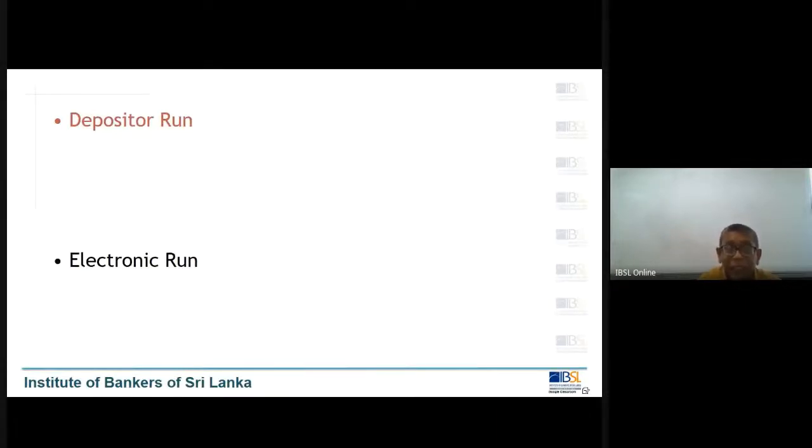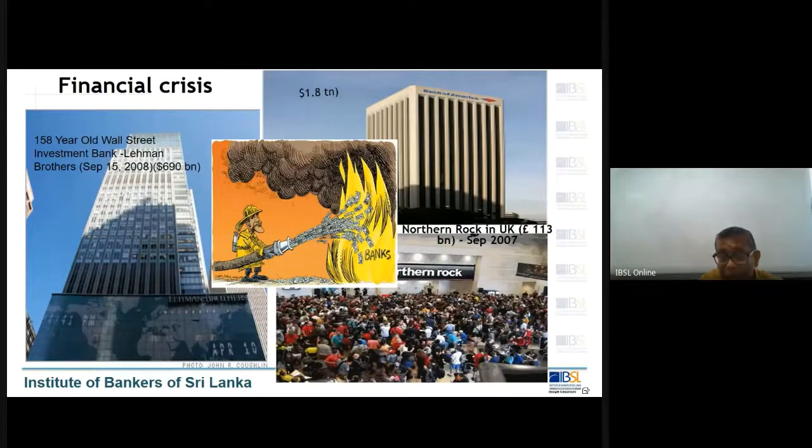We are going to learn the first two fundamental jargon terms about banking. One is depositor run, the other one is electronic run. Now you have the pen with you, so when I dictate certain things, please write them down. Now what do you mean by an electronic run? Now what do you mean by a depositor run? Depositor run, as explained to you, is this situation. People move into the Northern Rock Bank and ask for the money. You can write depositor run like this.